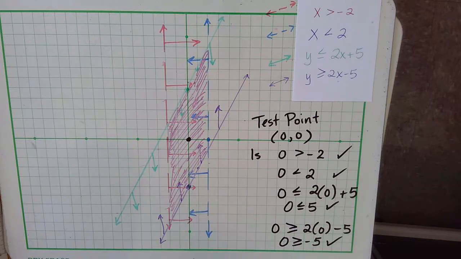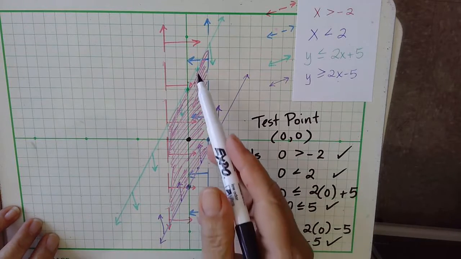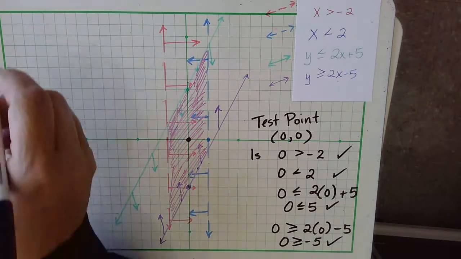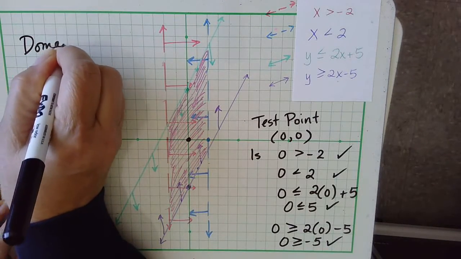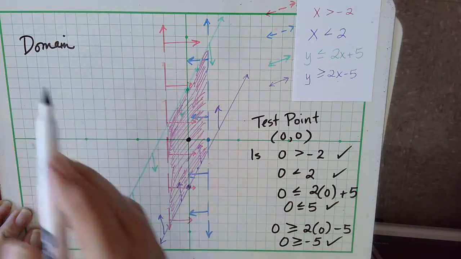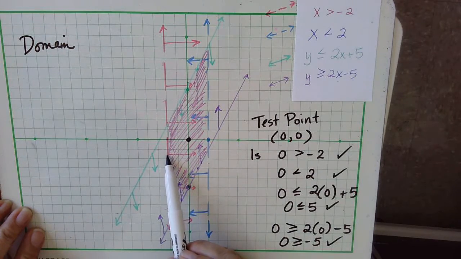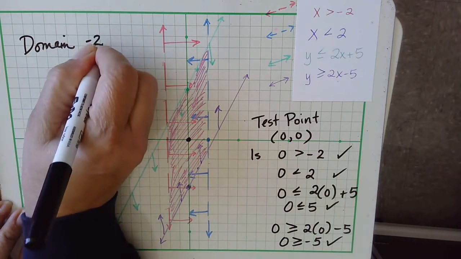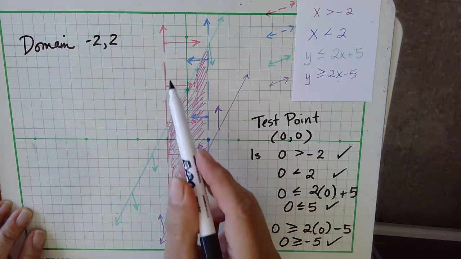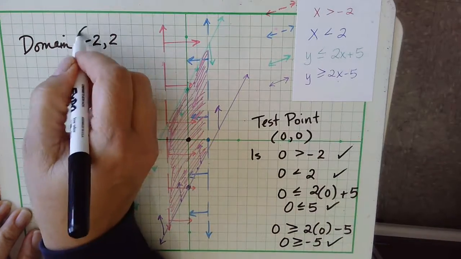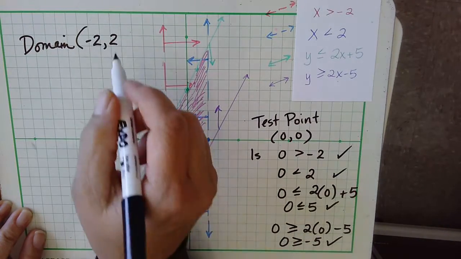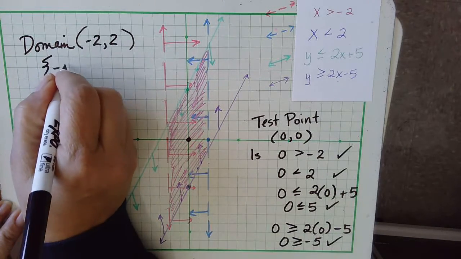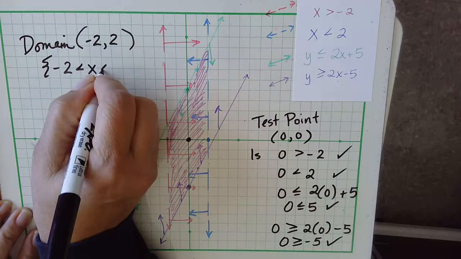And I write my domain and range for the shaded part. That's how I'll describe my solution. So for domain, I would say x is everything between -2 and 2. Here I have a dashed line, so I use parentheses. And here I also have a dashed line, so I use parentheses. In set notation, that's this.